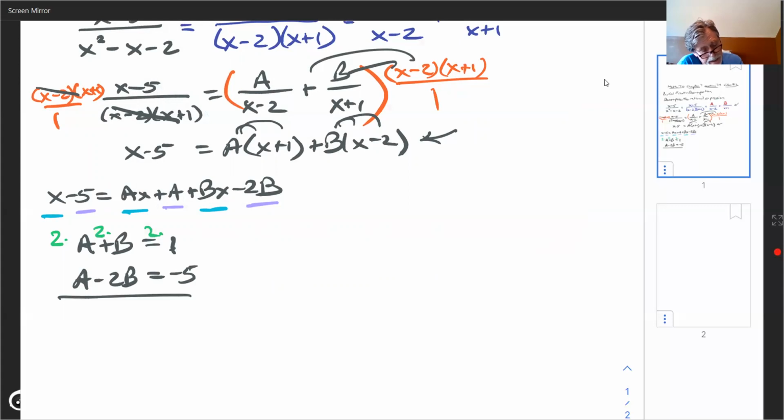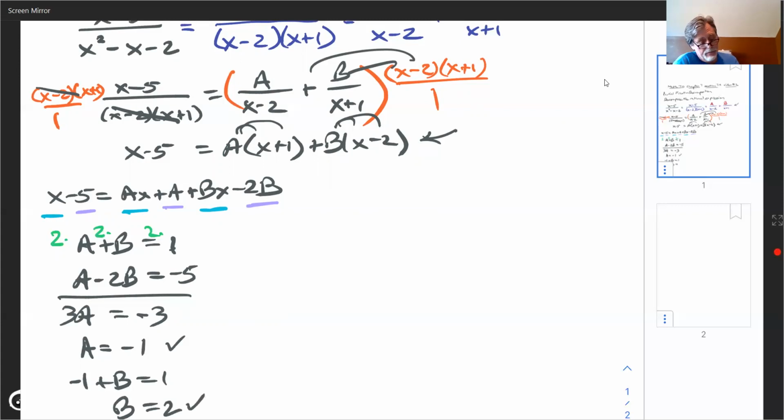So what I have is 2a and a make 3a, and the 2b minus 2b disappears, and I have 2 minus 5 is minus 3, and we realize, oh, then a is -1, and we found one of the numbers, and that's a big deal, okay? Then if you know that, you also know that a plus b is 1 from the top equation, so -1 plus b is equal to 1, and you realize that b is equal to 2, and you have done it.